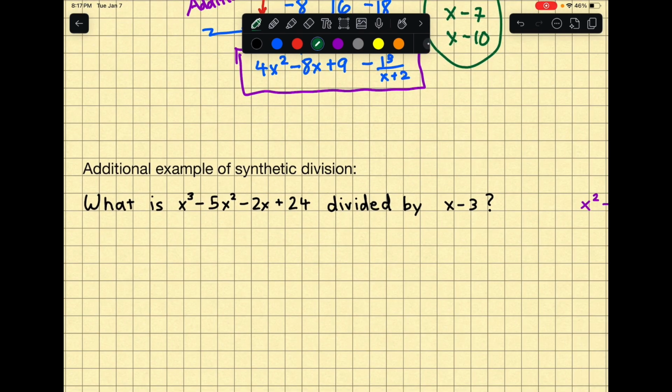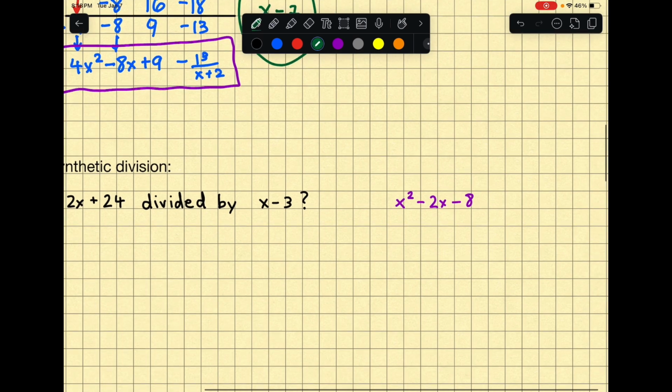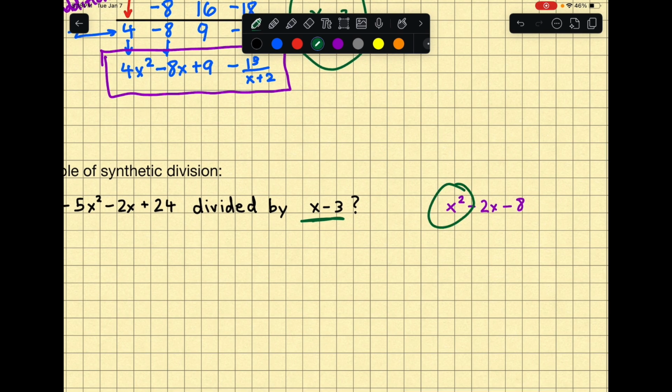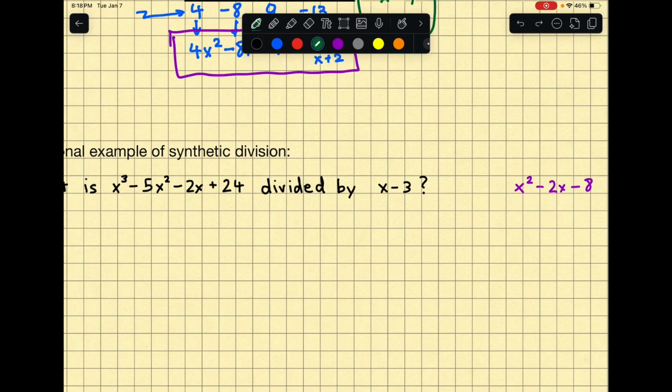Okay, let's do one more example using synthetic division. This one's a little longer, or a little more complicated. What is x cubed minus 5x squared minus 2x plus 24 if it's divided by x minus 3? This is the answer we should get, and it makes sense that we would end up with a quadratic because this is a cubic because it has a power of 3. We're dividing it by a linear, so the result should be a 3 minus 1, which is 2, which is a quadratic. All right, let's set it up.